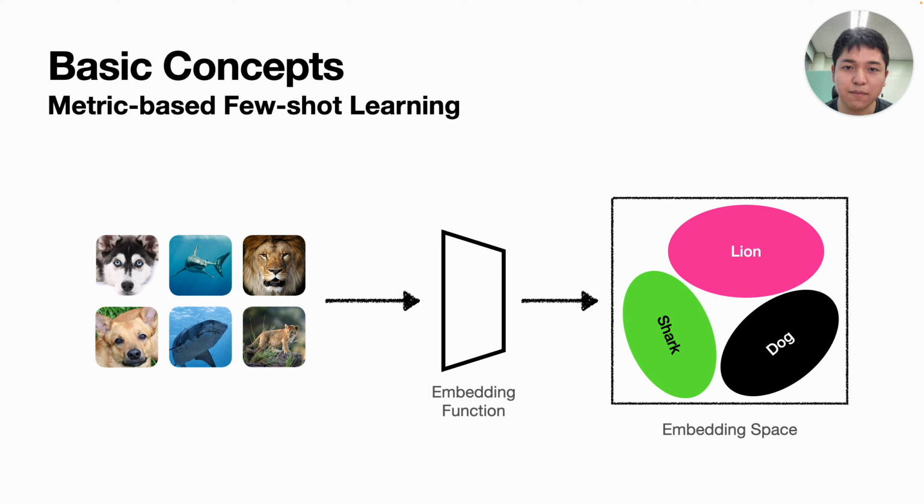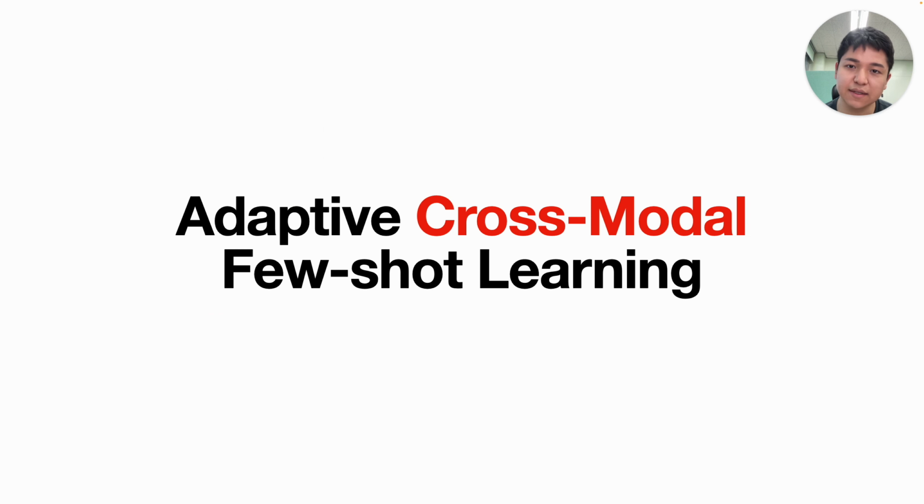After training, the model learns how to place the images on the embedding space to make the criteria to classify them with a few images. Then the model can distinguish what an image is.